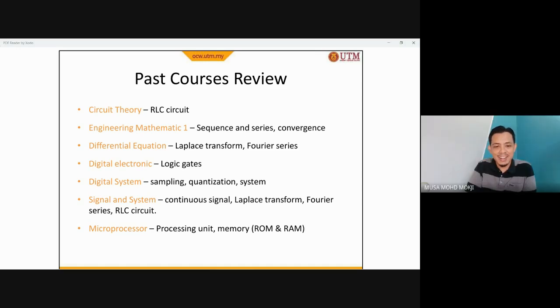So this is where you need to revise everything. This is at least a 3rd year course, or a 4th year course. So this is where everything will be connected. Everything will be connected.